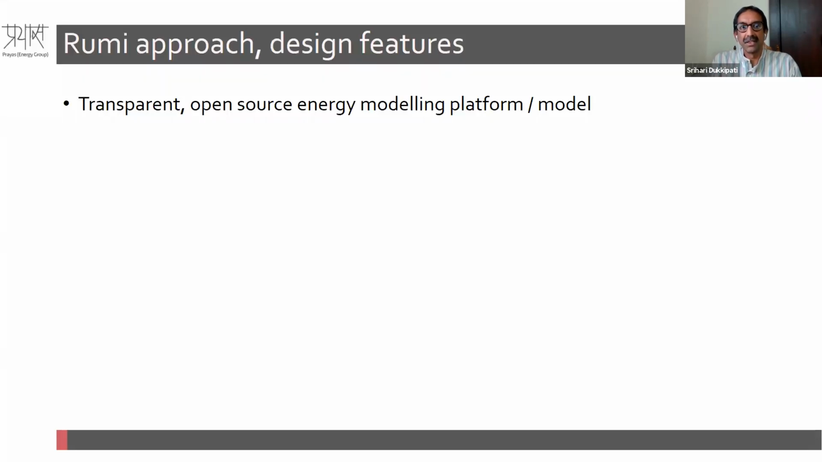Talking about the approach that we've taken, when we looked at the energy systems modeling space in India, the efforts that are underway in India, we saw a couple of gaps that we felt were important to address, and that was one of the reasons why we chose to develop Rumi. One of the gaps is unavailability of an open source energy modeling platform that is used to inform policy in India. So one of the first goals of developing this model was to develop a transparent open source energy modeling platform.